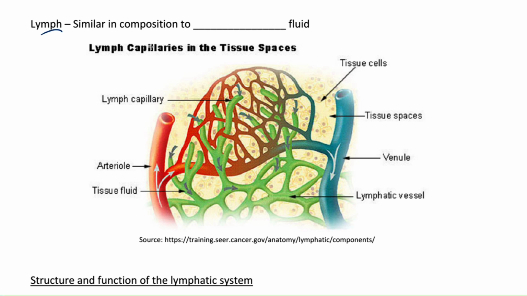So lymph is similar in composition to the interstitial or the tissue fluid. Interstitial and tissue fluid meaning the same thing, and they're similar to plasma except they contain fewer proteins. So it's the job of the lymphatic system to pick up that excess fluid, and then it's going to carry it away and empty it back into the veins.